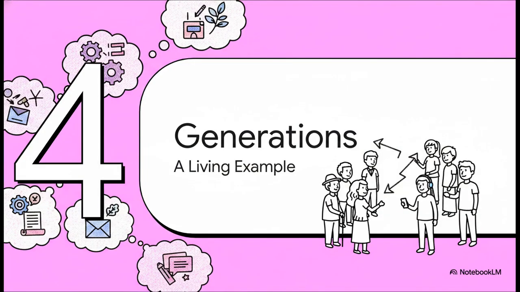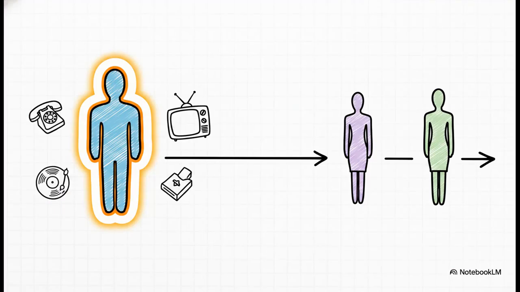All right, next up, generations, a living example. Let's move away from all the theory for a minute and look at a real-world example we all live with every single day, the generation gap. I mean, this is where you can see these different value systems playing out in real time, right in front of us. Seriously, think about it. Each generation is almost like its own mini culture. It's shaped by the big events, the technology of its time, everything.